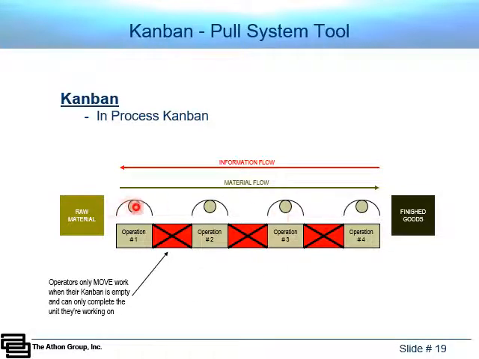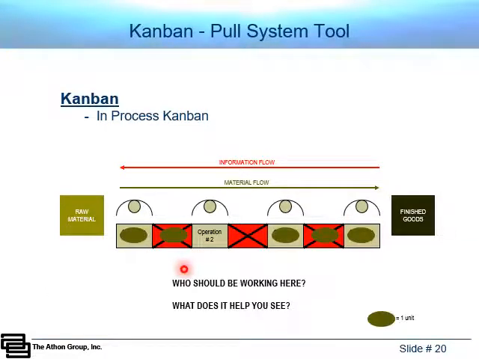You'll notice that the material is going to flow left to right, and the information is going to flow right to left. So what is the signal for operation 1 to produce? It's an empty spot here. Once they see an empty spot, they will grab a unit, work on it, and produce it to go into that empty spot. And that's the same for operation 2. Their visual signal to produce is an empty spot after them as they're feeding their customer and so forth.